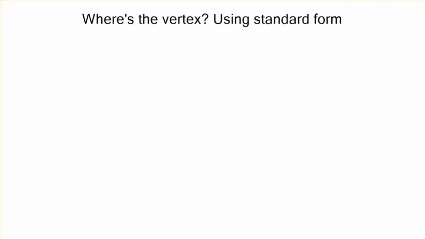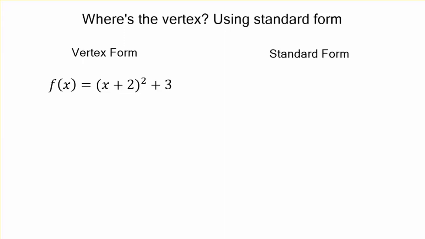This tutorial is a very quick demonstration of how to find the vertex of a quadratic function in standard form. Now, vertex form of a quadratic function could look like (x plus 2) squared plus 3, and that's going to be the same as x squared plus 4x plus 7 in standard form. Now, the vertex in vertex form is very simple. That plus 2 becomes a negative 2, and you bring down the 3. Your vertex is negative 2, 3.